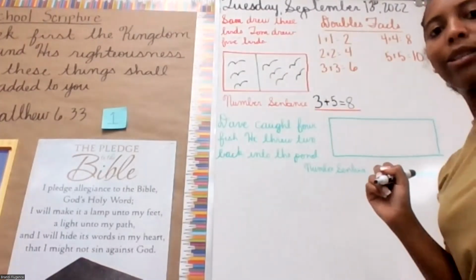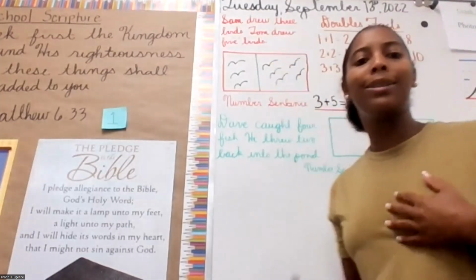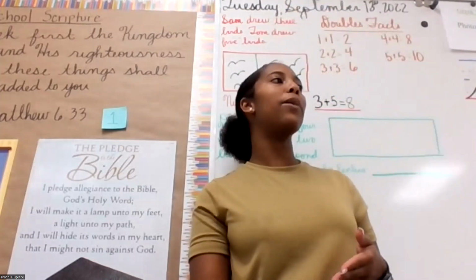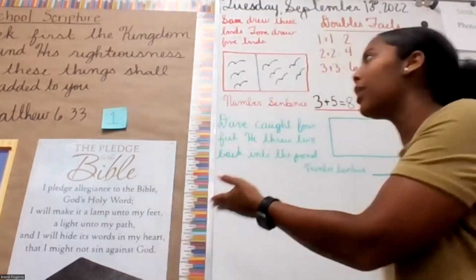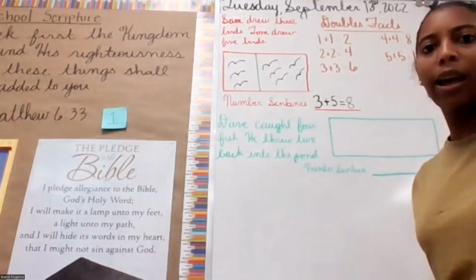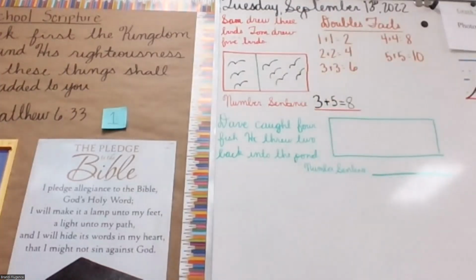That's a number sentence. So I created a number sentence from this story problem. It said Sam drew 3 birds. Tom drew 5 birds. That was a some more. So my number sentence is 3 plus 5 equals 8. Do you see that? Yes? I was thinking of my even number. Yeah. Okay.